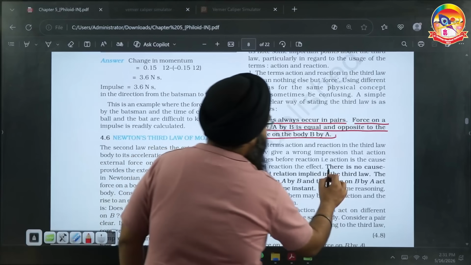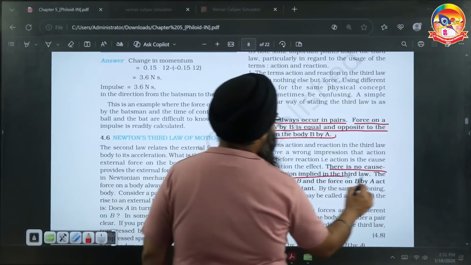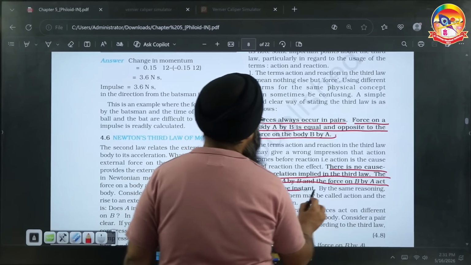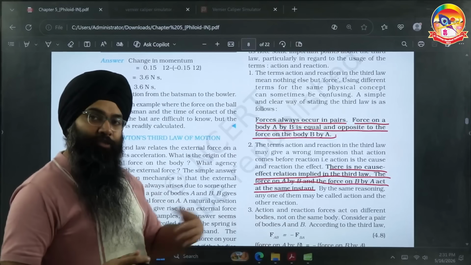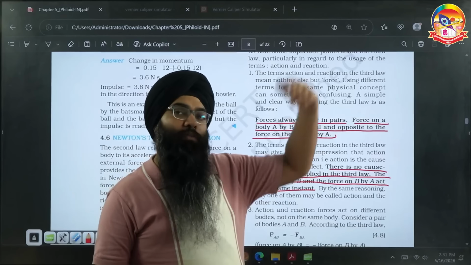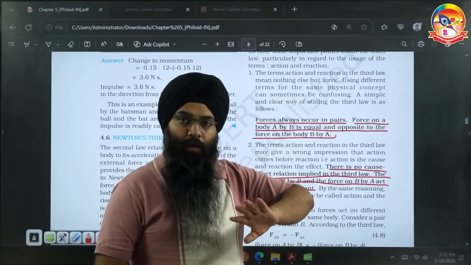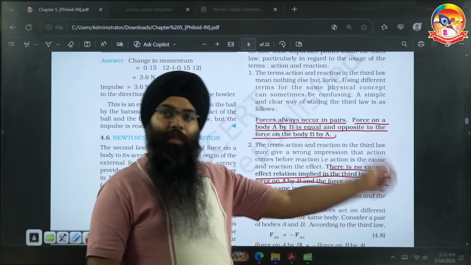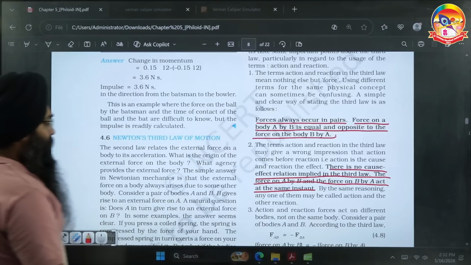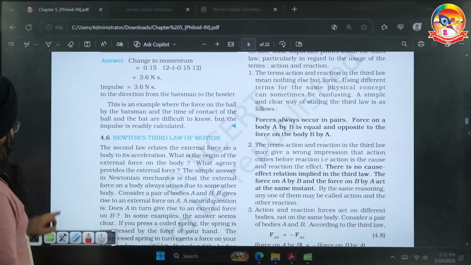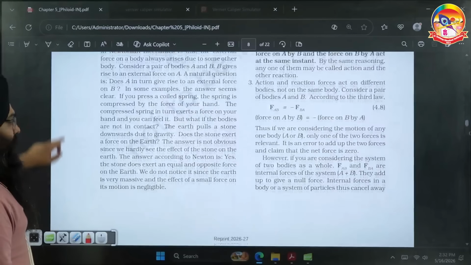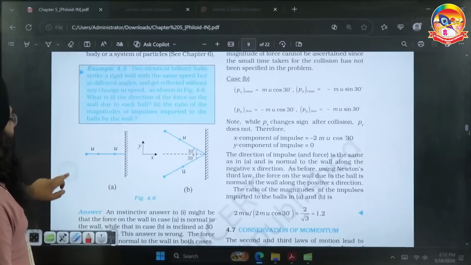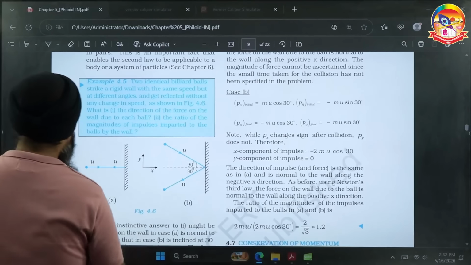One more thing, there is no cause-effect relation implied in the third law. The force on A by B and the force on B by A act at the same instant. This I already told you, that this will not happen that you applied a force, after some time the reaction will come. No. At the same instant the reaction will come. You applied a force, at the same instant the other body will also apply a force on you. So this is basically the concept of Newton's third law. And based on this concept only, the law of conservation of momentum comes. But before that, let me give you one example.